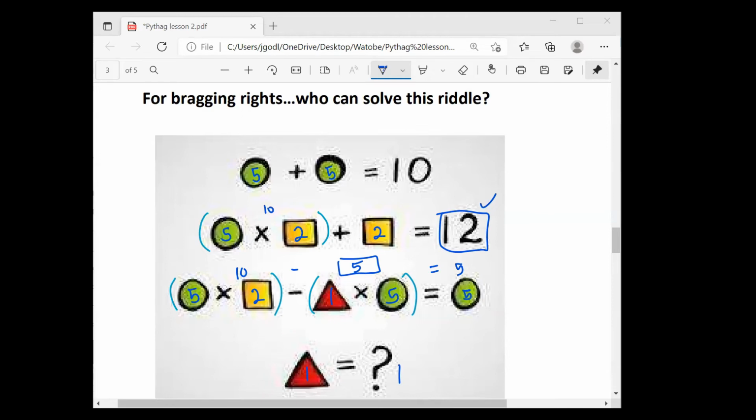Ma'am, I thought the circle was 3.5, even though I got my answer correct. How did you get 3.5? I don't know how I did it, but I see 3.5 and something, then I got 12.